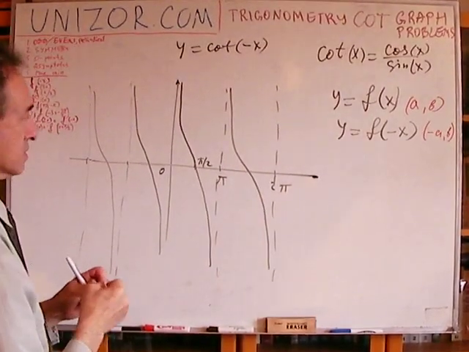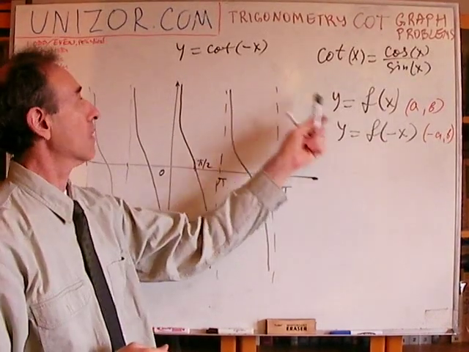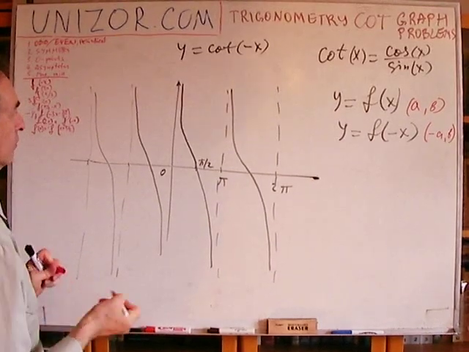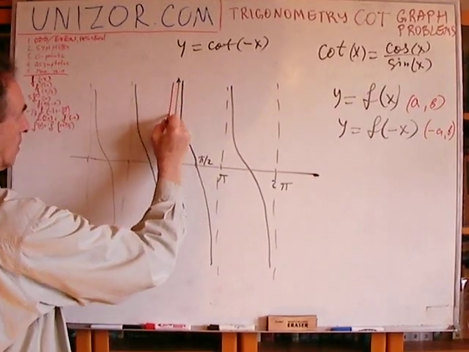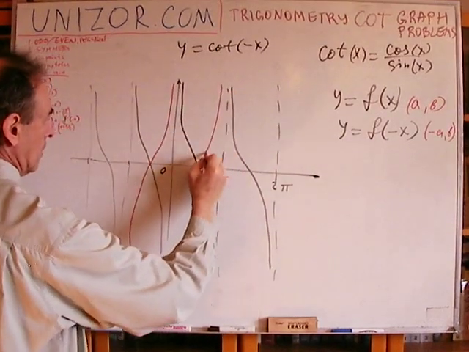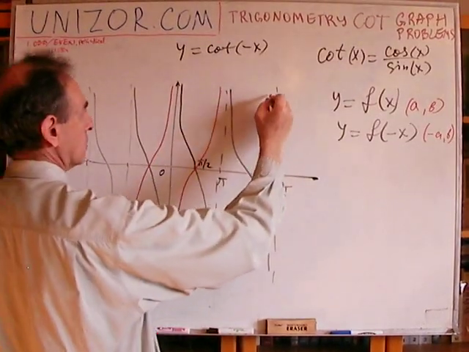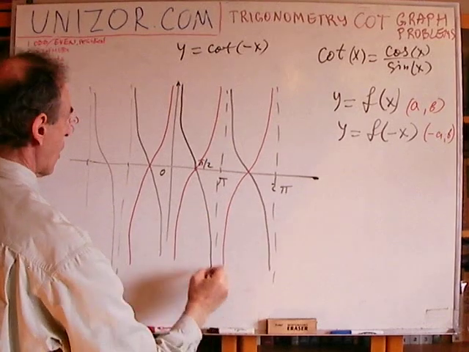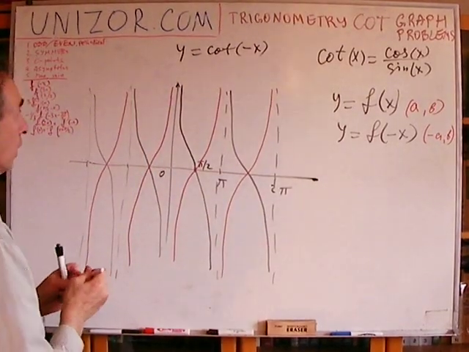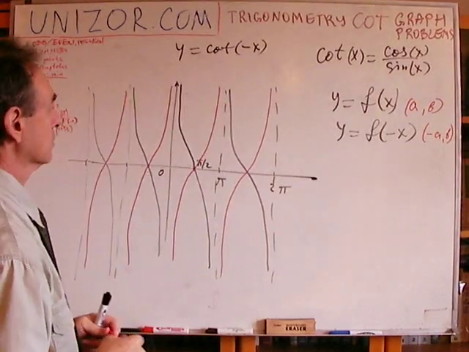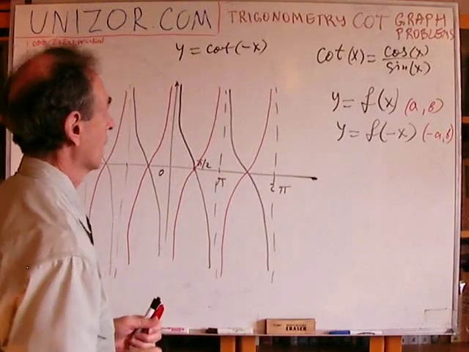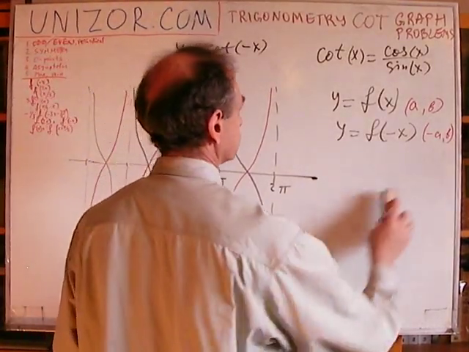Okay, so if I want to reflect this graph relative to the y-axis, what will I have? Well, obviously I will have this. So these red curves represent the graph of y is equal to cotangent of minus x. Good.